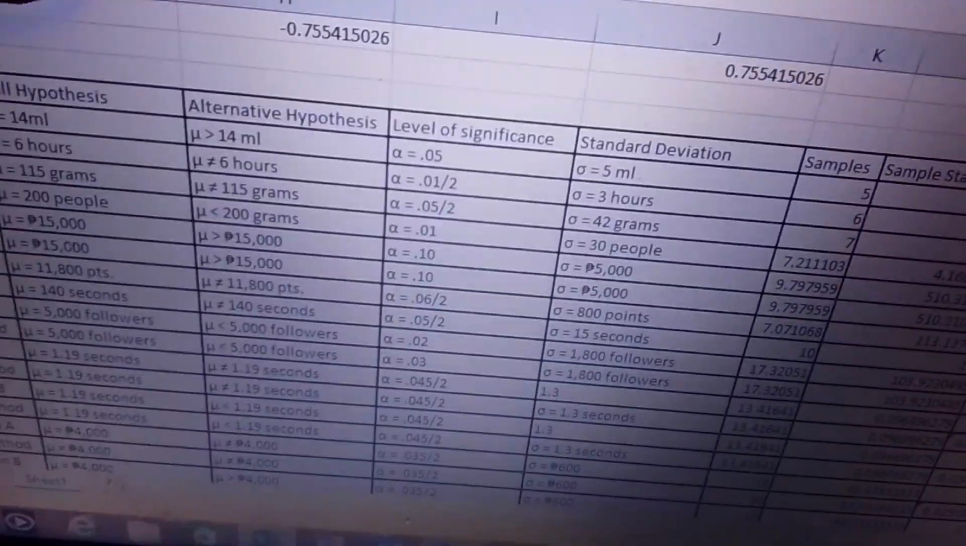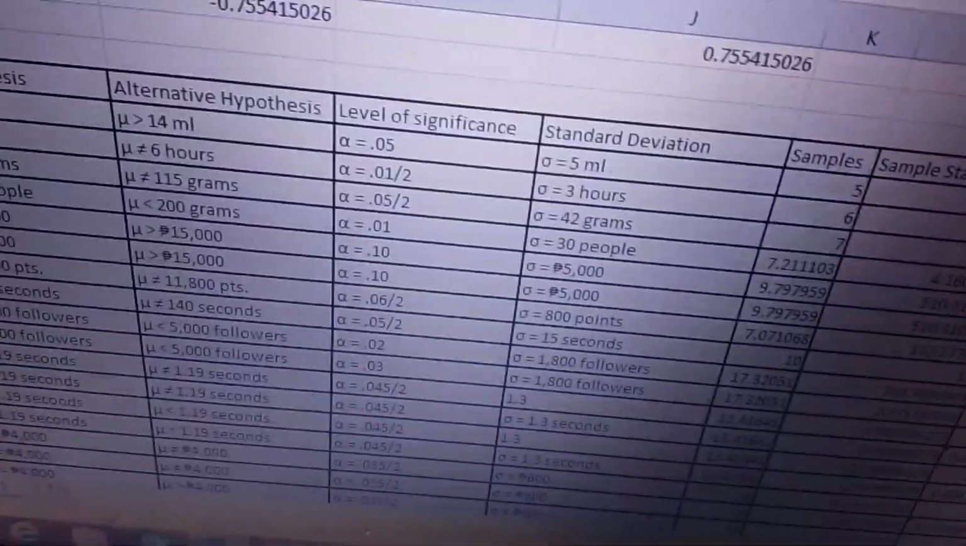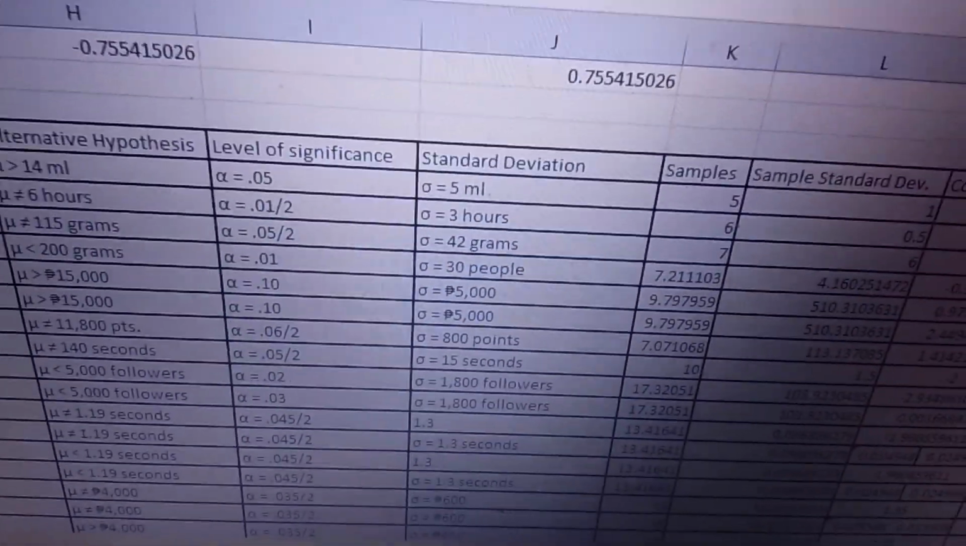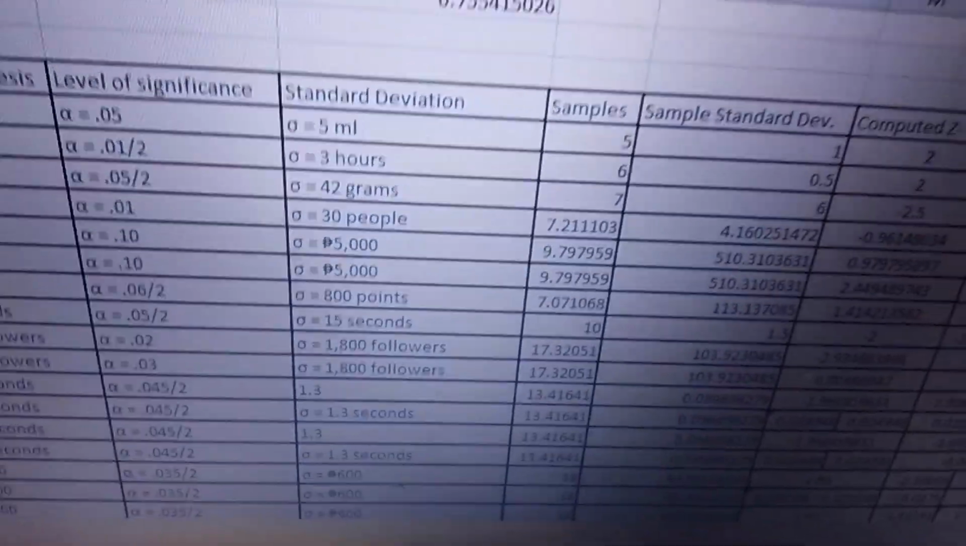And then our level of significance is always written as alpha. Our alpha is 5%, translated to decimal, that's 0.05. Our standard deviation is 5 ml. And now we compute for the samples.